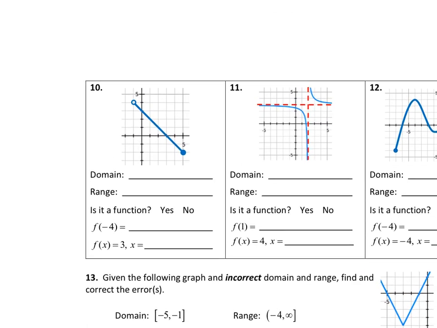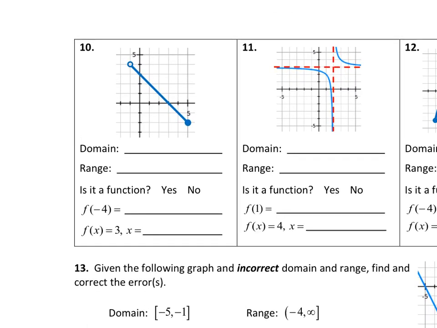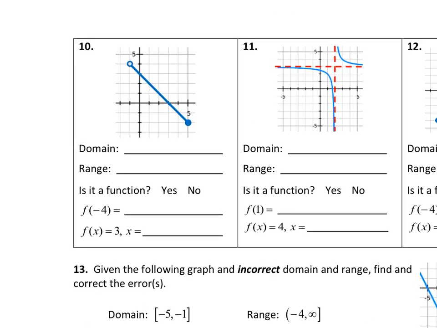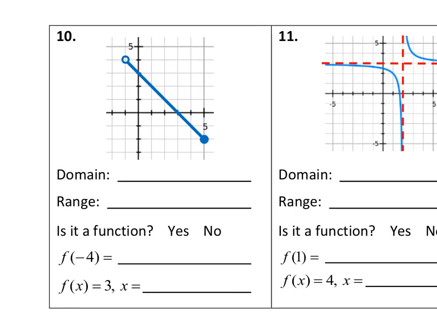Okay, number 10. Remember that the domain looks at the x values going from left to right. So we're going to start with the leftmost x value and go to the rightmost x value. And in this case, our leftmost x value is at -1, and our rightmost x value is at +5.